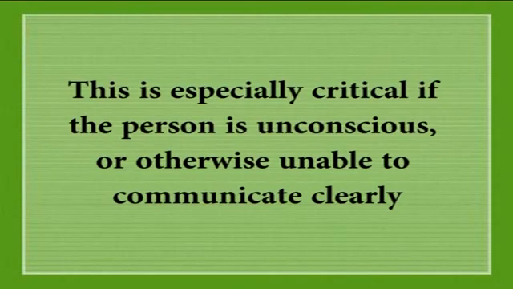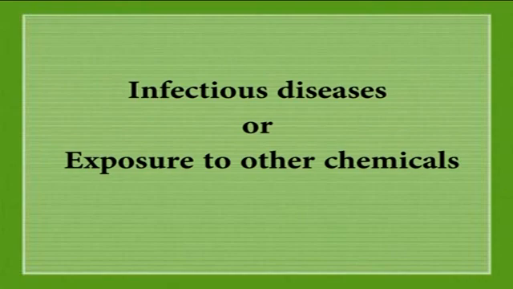Early recognition of the signs and symptoms of pesticide poisoning and immediate and complete removal of the source of exposure may save a person's life. This is especially critical if a person is unconscious or otherwise unable to communicate clearly. However, remember that the signs and symptoms of pesticide poisoning can also be caused by other factors such as infectious diseases or exposure to other chemicals.